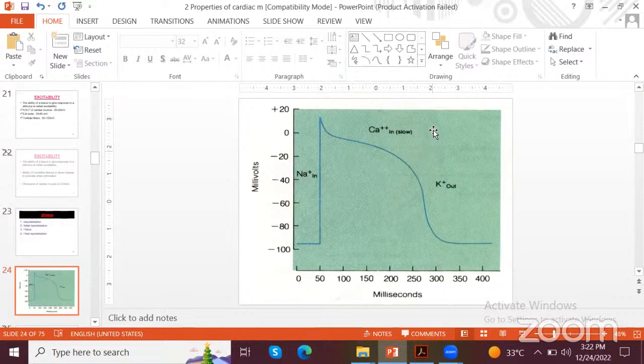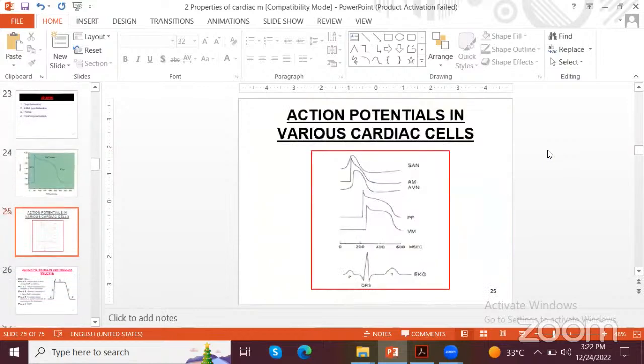No other action potential in the body shows this plateau phase except cardiac muscles. Smooth muscles sometimes may show it, but we can't say it is permanent. But in cardiac muscle, this is the prominent feature. So let's see the action potential in various cardiac muscles, the SA node and the ventricular musculature. The shape of the action potential changes.